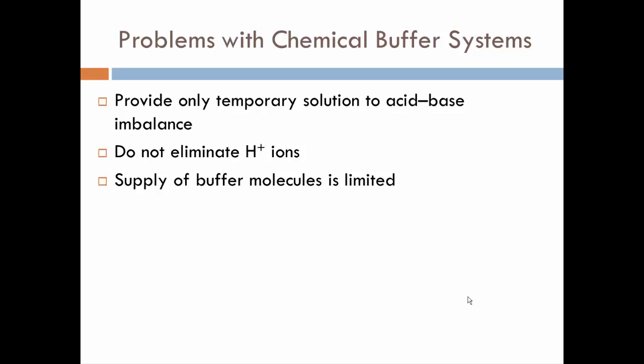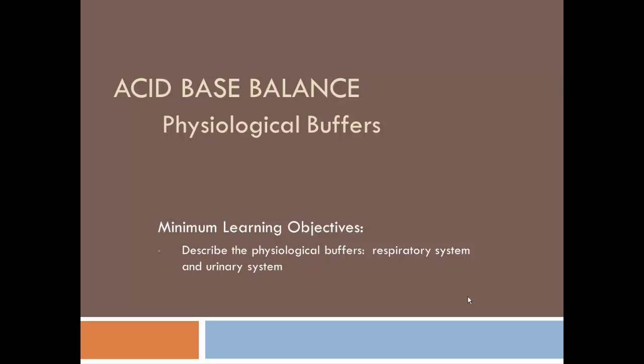So that's one problem. And the other is if all those molecules are busy tucking in those hydrogen ions and accepting them, again, since we haven't got rid of them, those buffers get used up. We run out of buffers then because they're all busy holding on to a hydrogen ion to make sure the pH doesn't get too low. So our supply of buffers is going to be limited, and so they're only going to work in the short term or small changes in blood pH. So when we get to bigger changes, that's when we need to turn to the physiological buffers, and that's where the respiratory and urinary systems come into play.